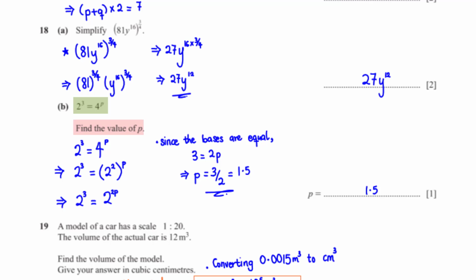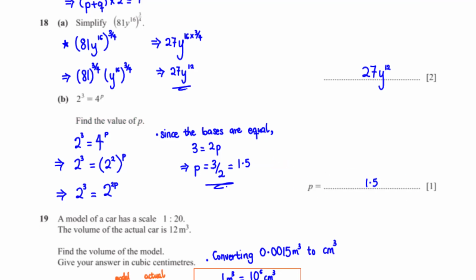So to rewrite 4 raised to the power p as a base of 2, we have 2 raised to the power 3 equals 2 raised to the power 2 all raised to the power p. And this simplifies as 2 cubed equals 2 raised to the power 2p. Since the bases are equal, 3 is equal to 2p, and that gives us p equals 3 over 2 or 1.5.